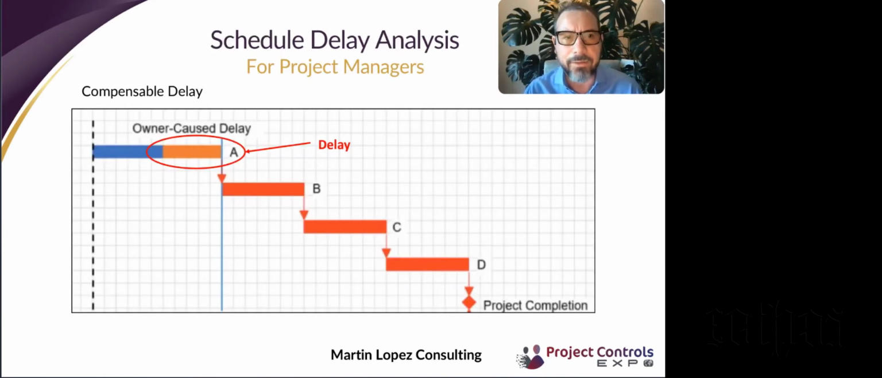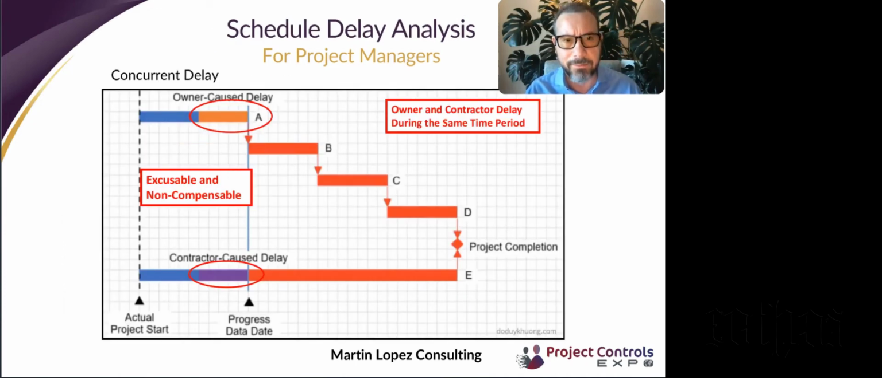This is a graphic that shows a simple schedule, and it shows a time period of delay that is caused by the owner. And in this case, because that's the only delay in the project and it has been determined it is by the owner, then this becomes a compensable delay, owner caused delay.